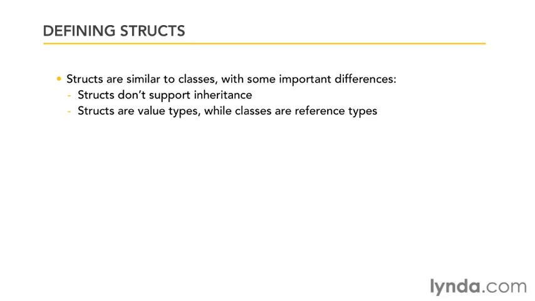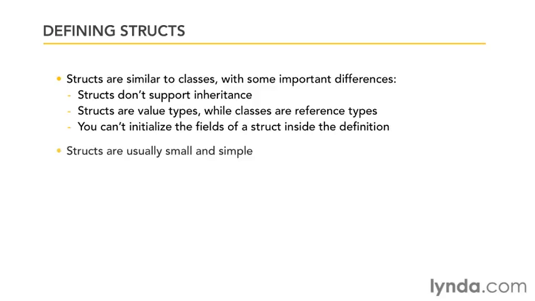And if you haven't yet watched the movie where I explain the difference between value types and reference types, you should probably go watch that because it'll make a lot more sense. You also can't initialize the fields of a struct inside the definition. So for example, when you have a member variable inside of a struct, you can't put a little equal sign after it and initialize it to a value. You have to do that outside the definition. Structs are usually used when you just want some small and simple data structure to represent some piece of information and you don't want all the overhead of a class.